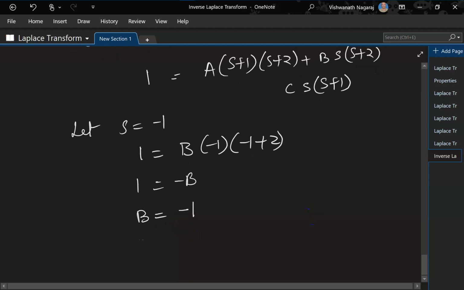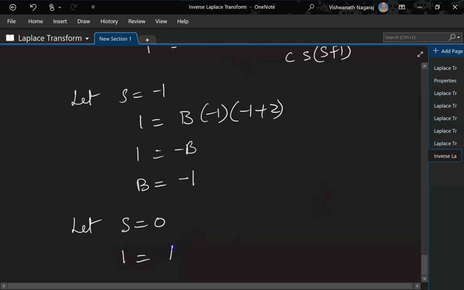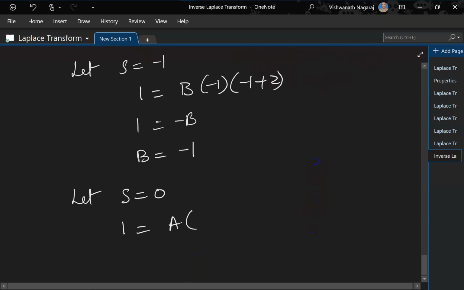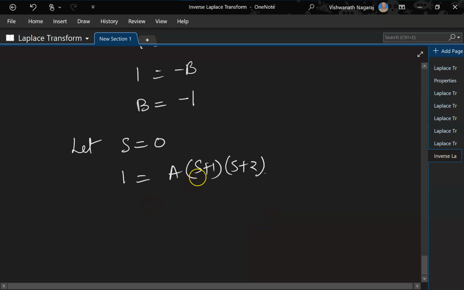Okay. Similarly, you see what substitution you can do to make one or two terms disappear. So let's say if I say s is equal to 0, what will happen? This term will disappear because of this s, and this term will disappear because of this s. So we'll be left with only 1 is equal to a times s plus 1 times s plus 2. Now here s is actually 0, so I need to actually do the substitution. 0 plus 1 times 0 plus 2, which is equal to what? 2a is equal to 1, or a is equal to 1 by 2.